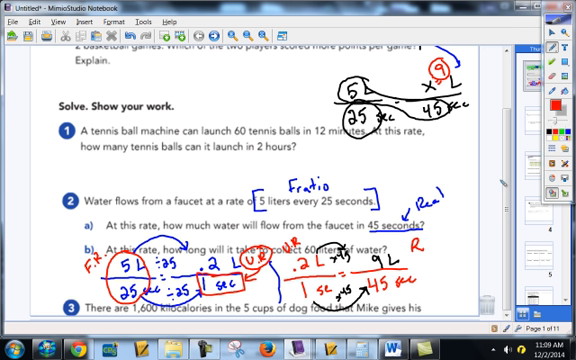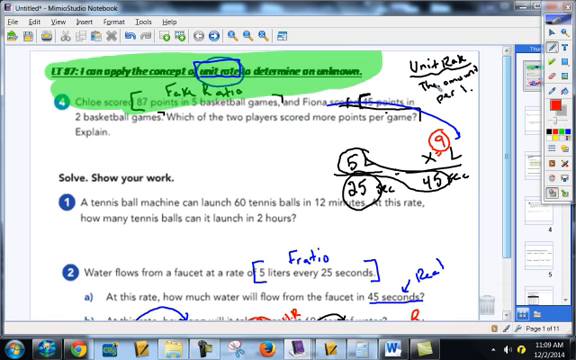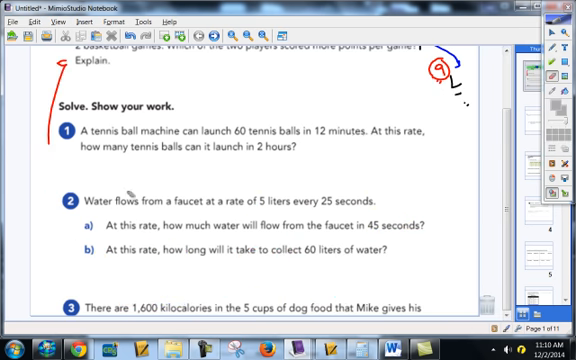Alright, so I really didn't leave us enough room here to do part B, so if you have room, maybe somewhere at the top possibly, try to do it. Maybe just draw an arrow to the top. I'm going to have to erase this. I apologize. The spacing is not good enough. Okay, so now let's do B. At this rate, how long will it take to collect 60 liters of water?